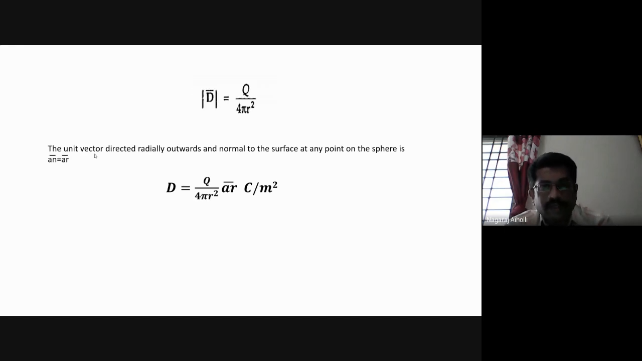Then finally, what is the formula here for the point charge? The electric flux density is Q divided by 4 pi r square aR bar coulomb per meter square. You have to use this unit vector. If you leave it out, you will get the answer wrong, because this unit vector represents the direction of the electric flux density. The flux lines may be from the center towards the surface or from the surface towards the center. It has a particular direction. Hence it is a vector. Electric flux density is a vector quantity, a vector field. Hence we represent the magnitude along with the direction in the formula.